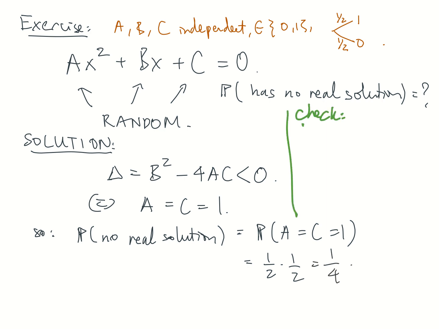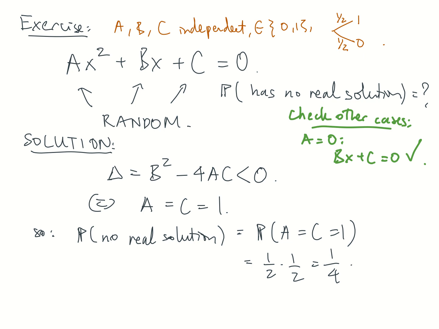Let's quickly double check our work. If a is 1 and c is 1, when b is 0, I get x squared plus 1 equals 0. There's no real solution. Otherwise, I get x squared plus x plus 1 equals 0. That also has no real solution. If a is equal to 0, then it's a linear equation. I always get a solution. And if a is equal to 1 but c is equal to 0, then I get x squared equals 0 or x squared plus x equals 0, both of which have real solutions. So indeed, our solution is correct.